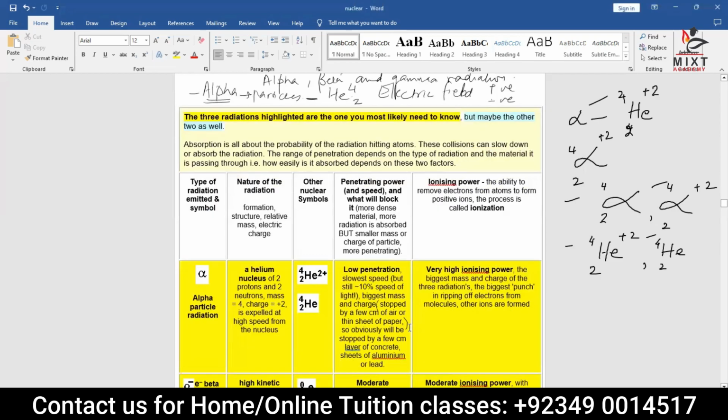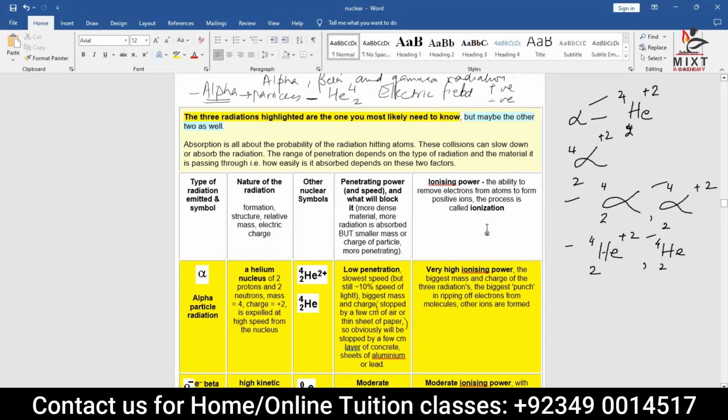Next bullet point. This is called penetration power. Because they are big particles, they have very little penetration power. Out of alpha, beta, and gamma, alpha has the lowest penetration power. So the next point is, alpha particles have the lowest penetration power as compared to beta and gamma radiations.